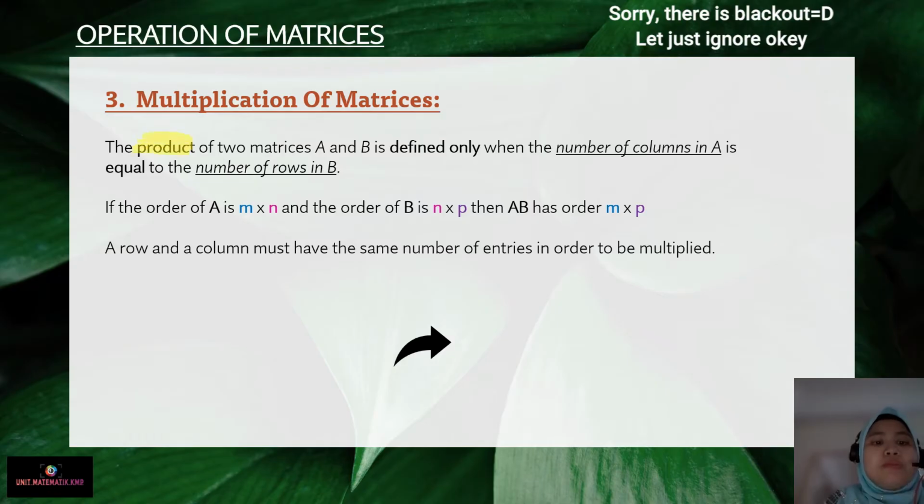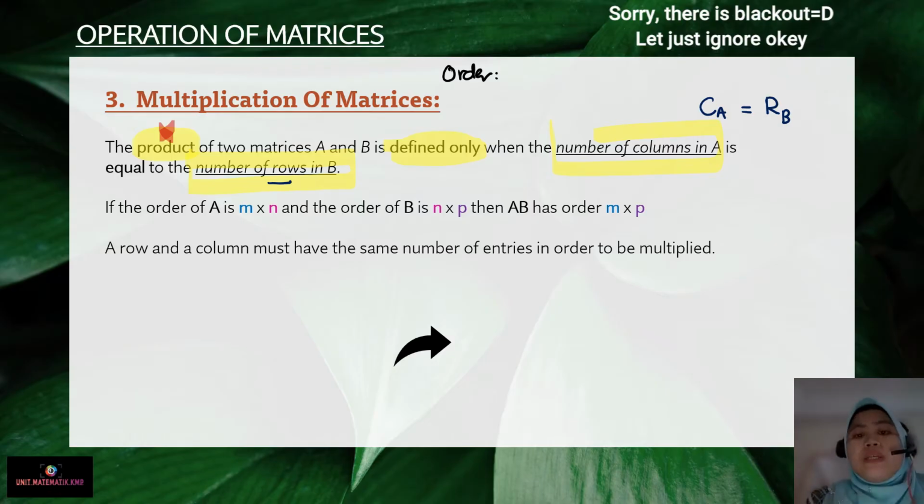The product of two matrices, product means you multiply. The product of two matrices A and B is defined only when the number of columns in A is equal to the number of rows in B. So I write it like this: CA is equal to RB. We know it comes from the order or dimension of matrices. Order is row by column.